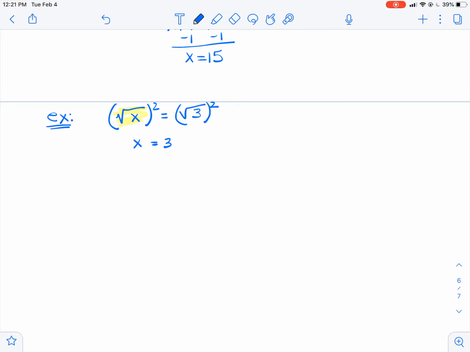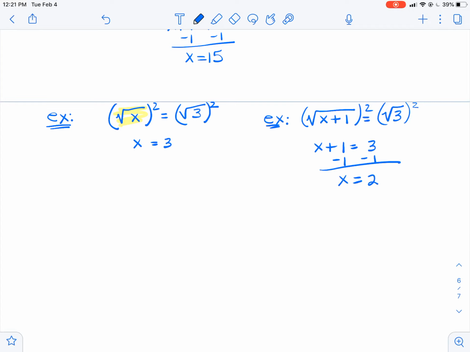Okay, but what happens if it gets harder, in which I have the square root of x plus 1 equals the square root of 3. Okay, same thing. I'm going to square both sides. So x plus 1 equals 3. X equals 2. Okay, again, not too hard.